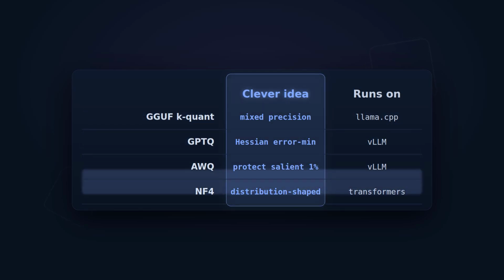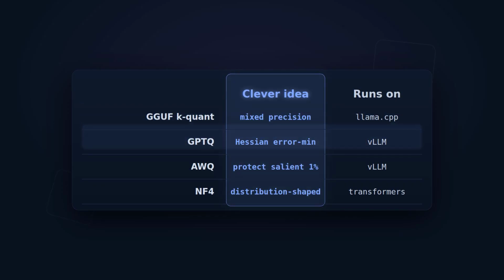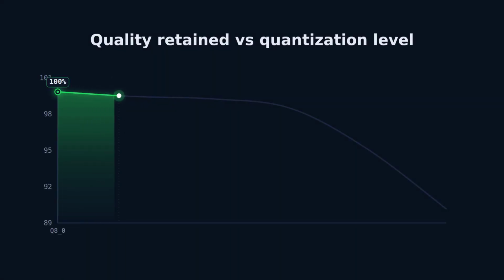The third asks a different question: which weights do the activations actually lean on? It finds the roughly 1% that matter most, then protects them while compressing the rest. The fourth changes the shape of the number system itself, placing its 16 available levels closer together near 0, where most weights live. Different philosophies, same enemy. Which one you reach for depends mostly on where you run. Think of it as a ladder, and you're picking a rung.